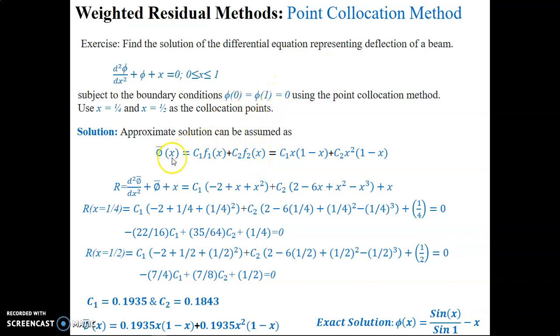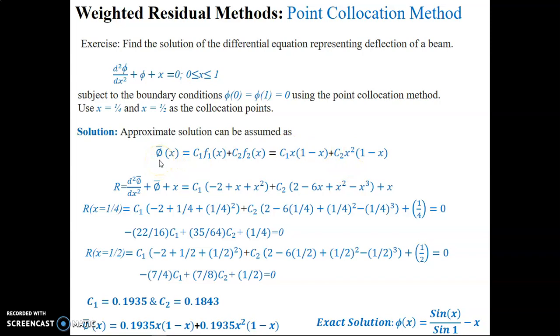As the displacement is 0 at both extremes, at x equal to 0 and x equal to 1, putting x equal to 0 we get the approximated solution same as the exact solution, and at x equal to 1, again we get the displacement as 0. Now, in order to completely find the approximate solution, we need to find the values of C1 and C2.